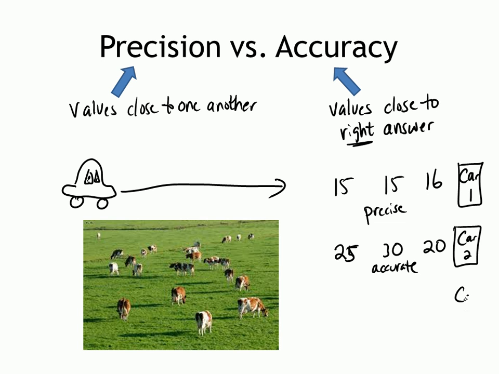And now we'll have a third car go by, car number 3. And let's say that there's 3 people in that car too, and one person says 25, one person says 24, and the third person says 25. Okay, they're pretty close to the right answer, and they're pretty close to each other. We would say this car is accurate and precise. So there's an illustration of accuracy and precision.